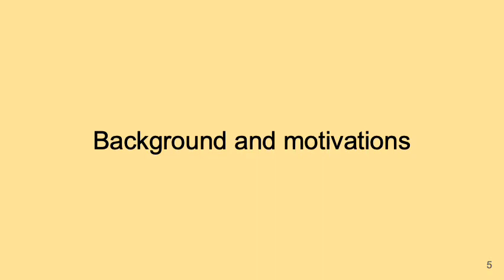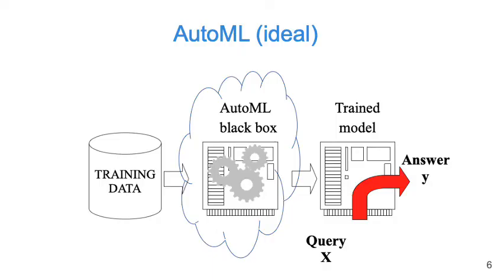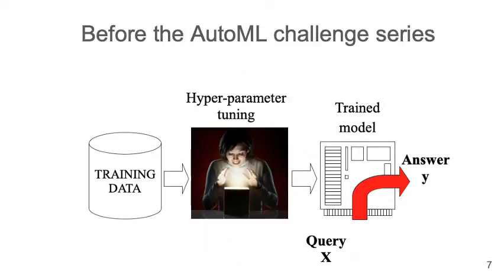So, where do we come from? We are a team of people interested in automated machine learning, or AutoML. We pursue the ideal that we want to build the perfect AutoML black box to which you input some training data and, without human intervention whatsoever, produces a trained model ready to use. As we all know, it is difficult to make this dream come true. But this is what inspired us to start a first series of challenges on AutoML limited to tabular data.